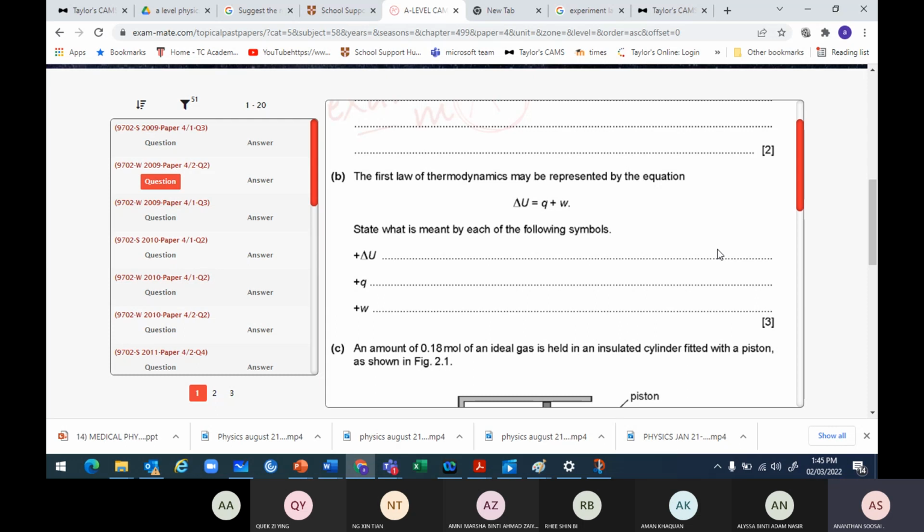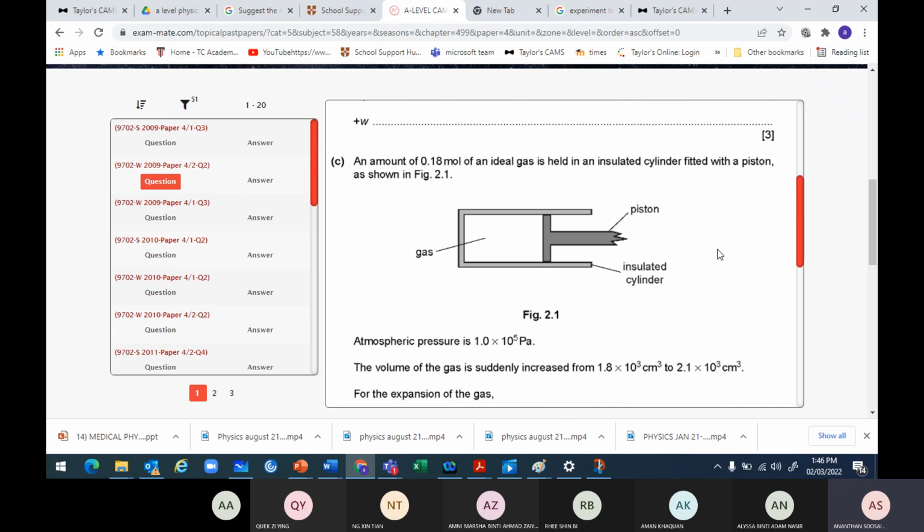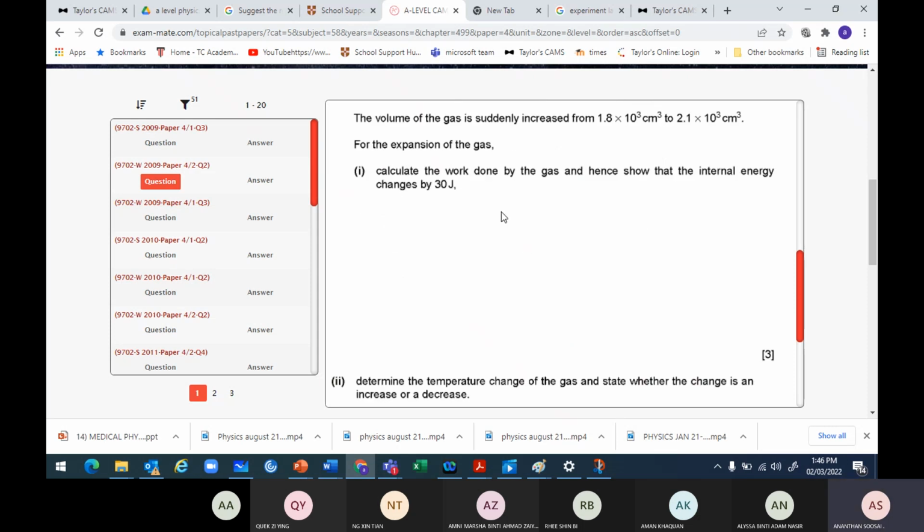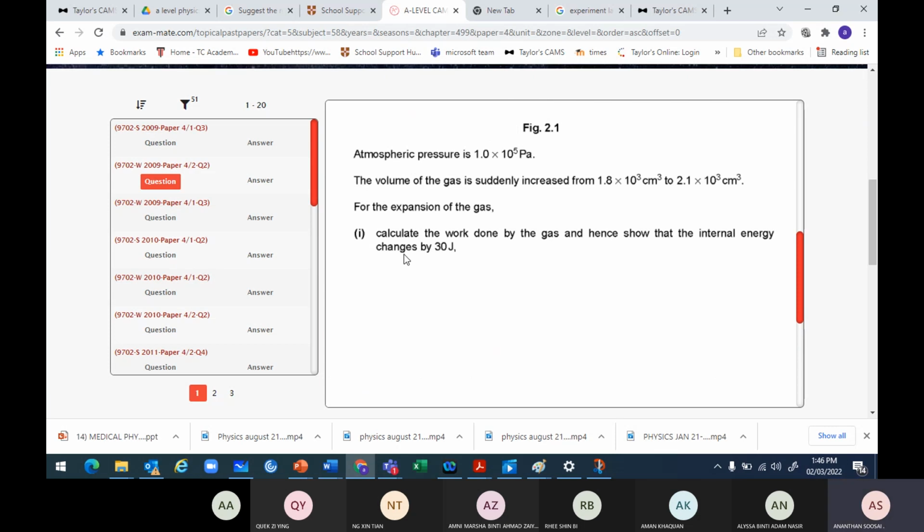But for our syllabus, Cambridge normally is plus W. Plus W means work done on the system. It's considered positive. Okay. So compression is positive. Okay. Expansion is negative. Okay. So one question. So there is a gas, there is a piston cylinder. The atmospheric pressure is 1 times 10 to the power of 5 Pascal. The volume changes from here to here. Okay. Expansion of the gas. Calculate the work done by the gas and then show that the internal energy changes by 30 joule.